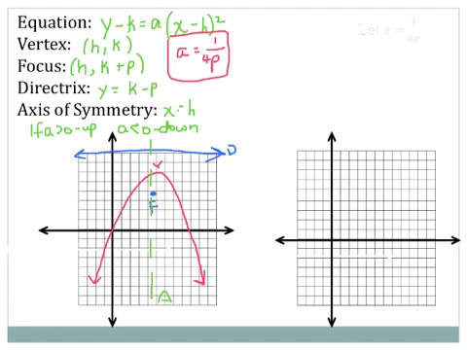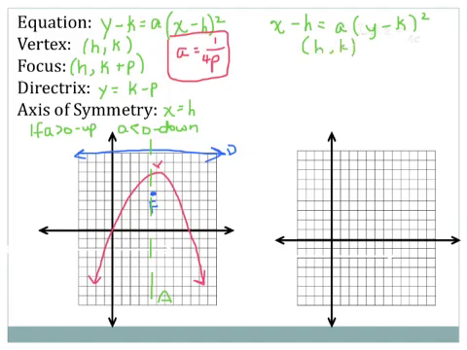Now let's talk about parabolas that go the other direction. And instead of squaring the x term, we're going to square the y term, and that changes our orientation. So here we'll have x minus h equals a times y minus k squared. And this is the same for both of them. The vertex is also the same. The vertex will still be h, k.